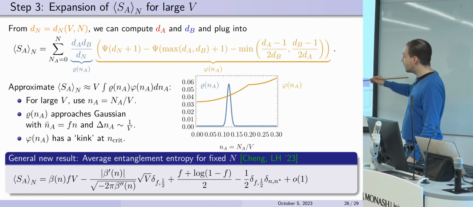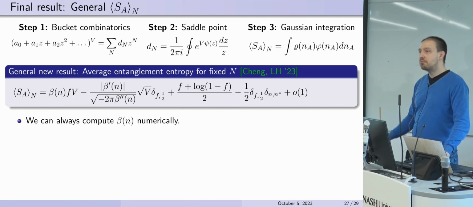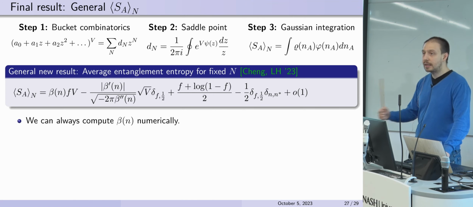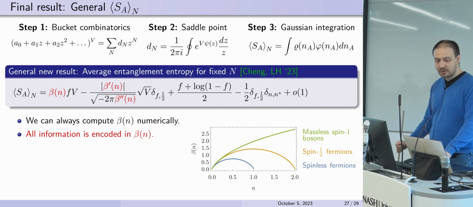So in summary, bucket combinatorics, saddle point, Gaussian integration, we arrive at this formula. Beta of n often can be found analytically, but you can also get it numerically in certain settings. That encodes everything we need to know.